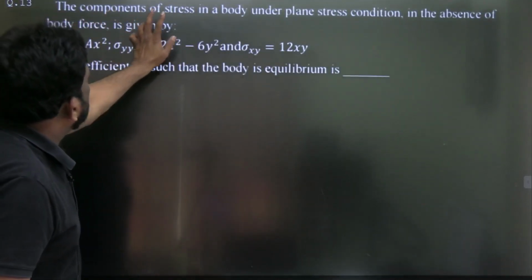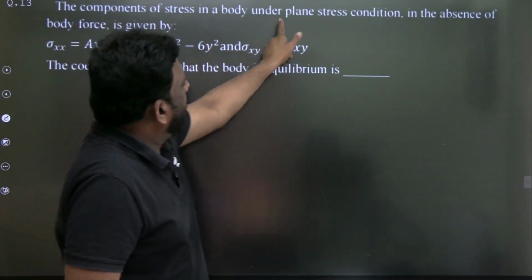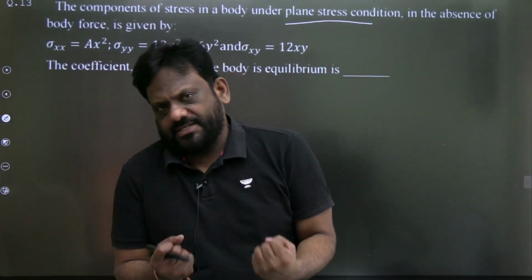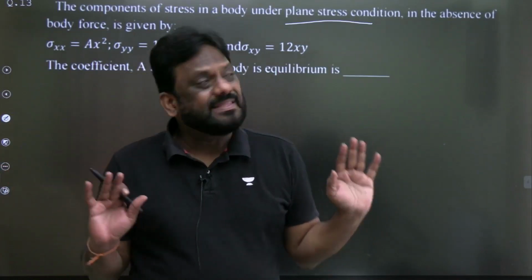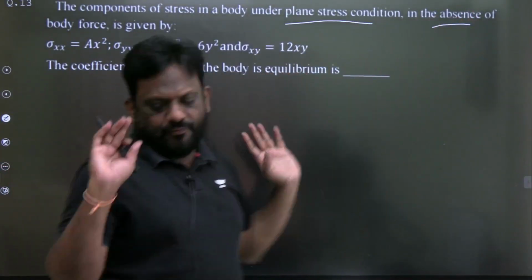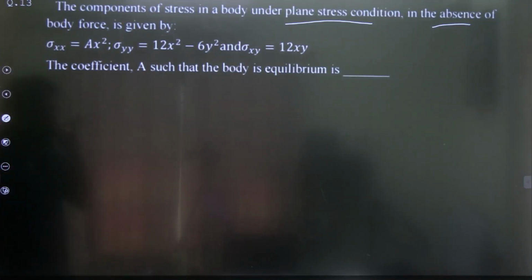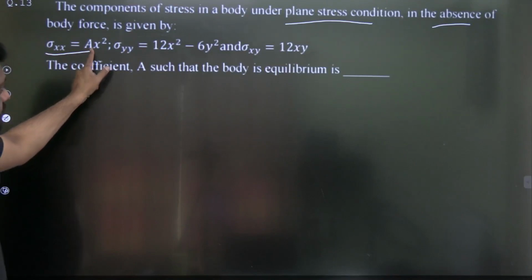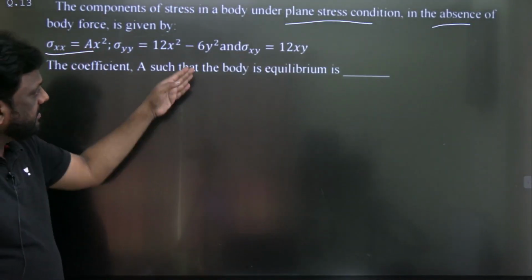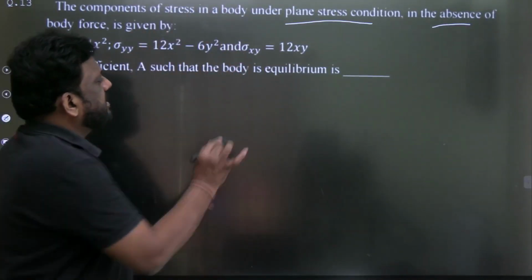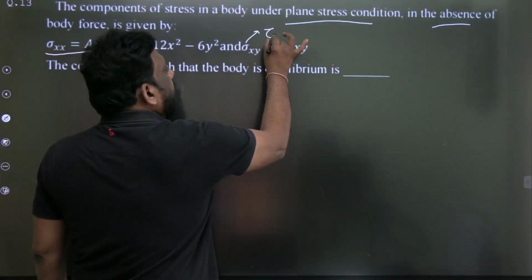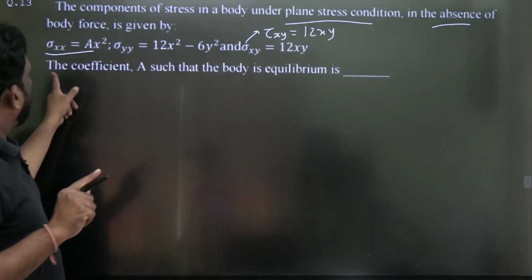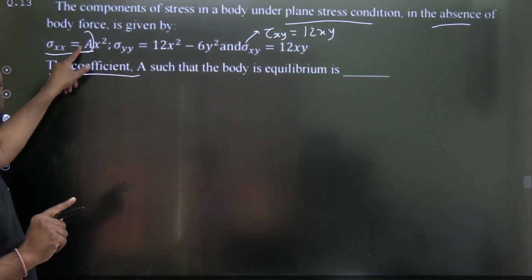The components of stress in a body under plane stress condition in the absence of body force. Body force means weight. There are no body forces or weight forces. Now, please note down that the stress is not constant. It is varying in the x direction and in the y direction. Sigma xy is nothing but tau xy, and that is given as 12xy. And he is asking the value of the coefficient a.